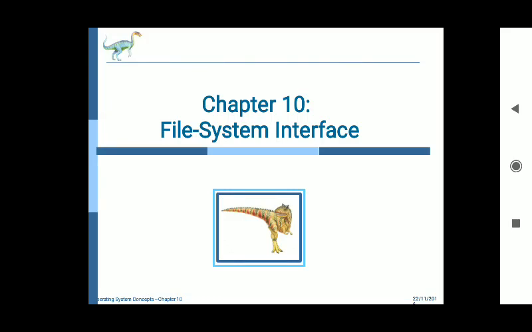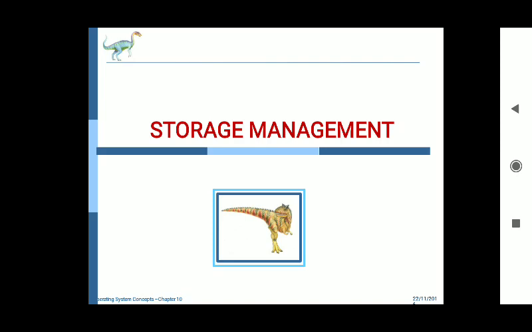Dear students, in this video I am going to explain chapter 10 of your module 4, that is file system interface. Actually it is a part of storage management. Since main memory is usually too small to accommodate all the data and programs permanently, the computer system must provide secondary storage to back up main memory.